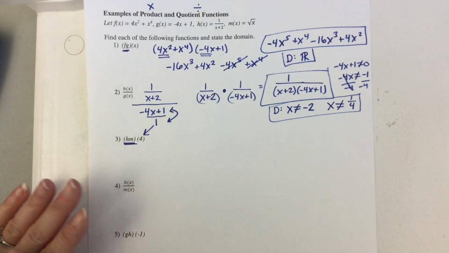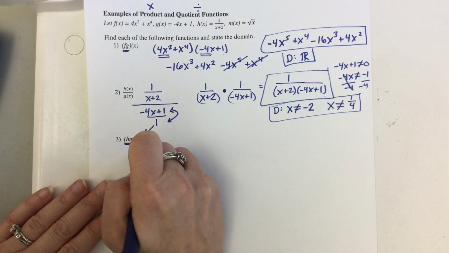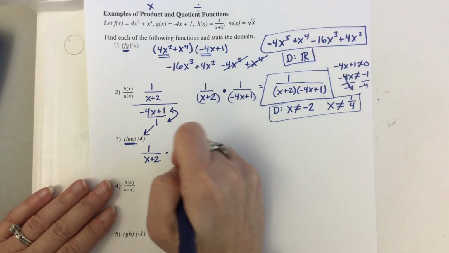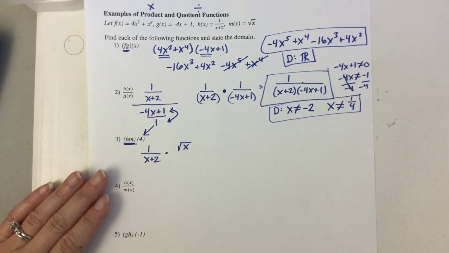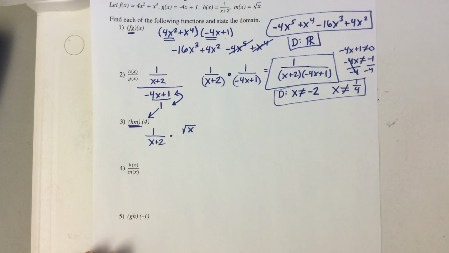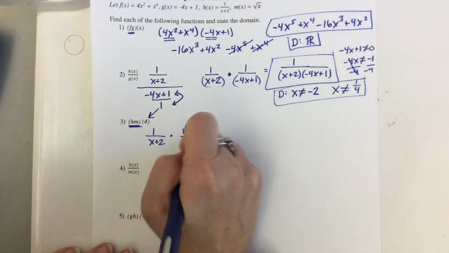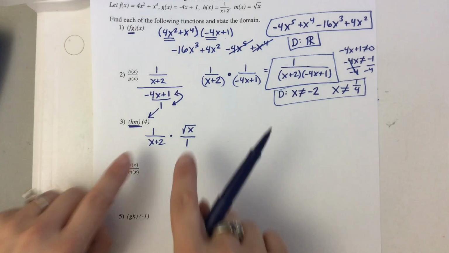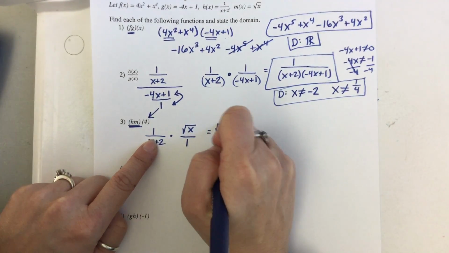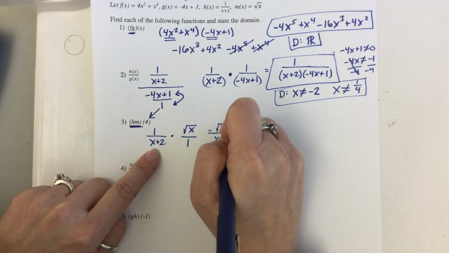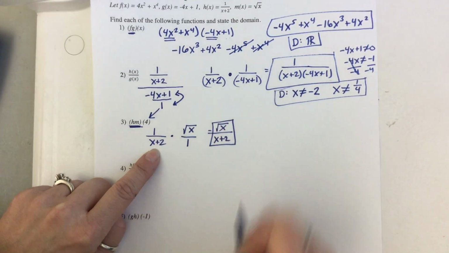But for right now, let's just go ahead and look. So h is 1 over x plus 2 times m. M is the square root of x. If you are multiplying fractions, remember it's top times top, bottom times bottom. So I'm going to go ahead and put a 1 underneath the square root of x, because then I can follow that common pattern that we're used to. 1 times the square root of x is the square root of x. 1 times x plus 2 is x plus 2. Here is your new function.